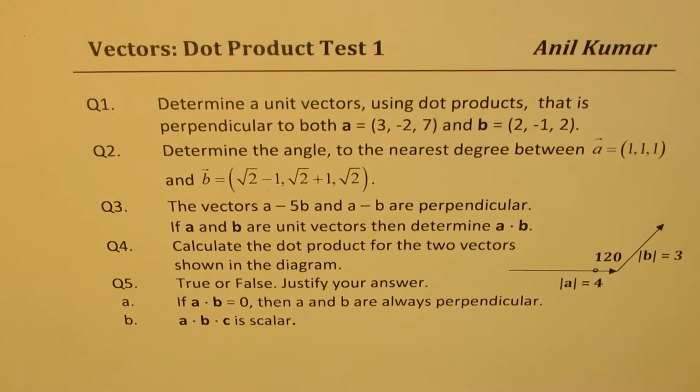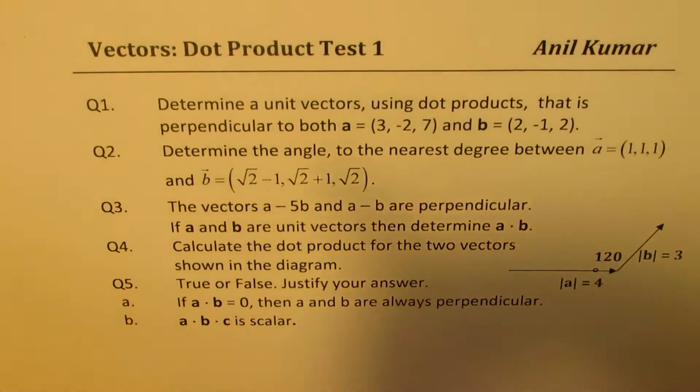Here are 5 questions which will help you to understand the concept of vectors when applied to geometric and algebraic vectors. Question number 1. Determine a unit vector using dot products that is perpendicular to both A (3, -2, 7) and B (2, -1, 2). So as mentioned here, you have to use the concept of dot products to find a unit vector perpendicular to both these vectors, right?